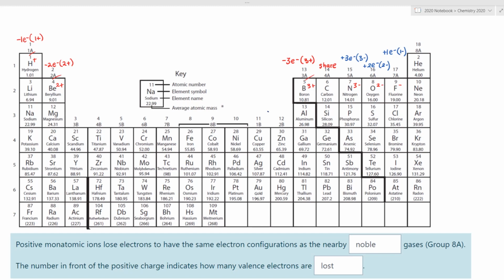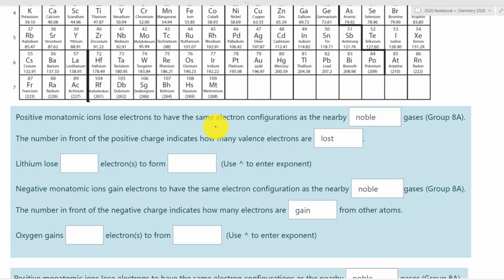In the previous lesson, we learned how to use the periodic table to determine if an atom is going to gain, lose, or share electrons. We also determined, based on their group number, if the atom is going to gain a specific number of electrons or lose a specific number of electrons. Same electron configuration as the nearby noble gas, which is in group 8A, except for helium. And the number in front of the positive charge indicates how many electrons are lost.